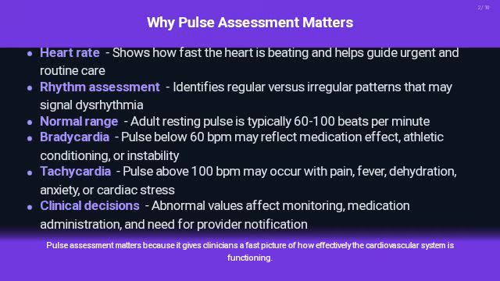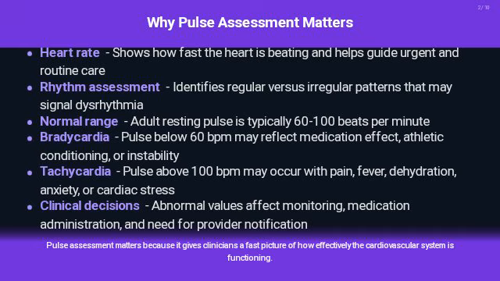For most adults, the normal resting pulse range is 60 to 100 beats per minute. Values below 60 are called bradycardia, and values above 100 are tachycardia. However, numbers must always be interpreted in context. A trained athlete may normally have a pulse under 60, while a patient with fever or pain may temporarily have a pulse above 100. The key question is whether the rate fits the patient's condition.